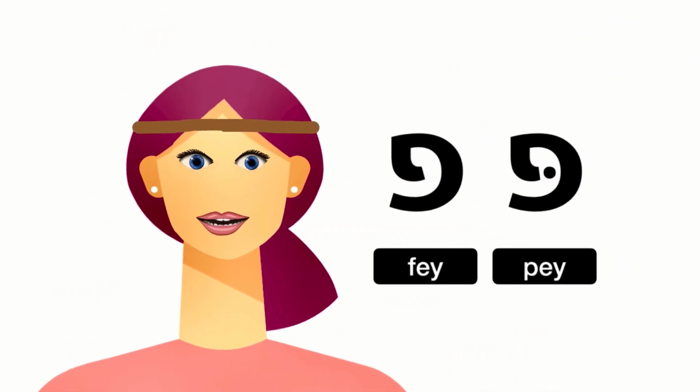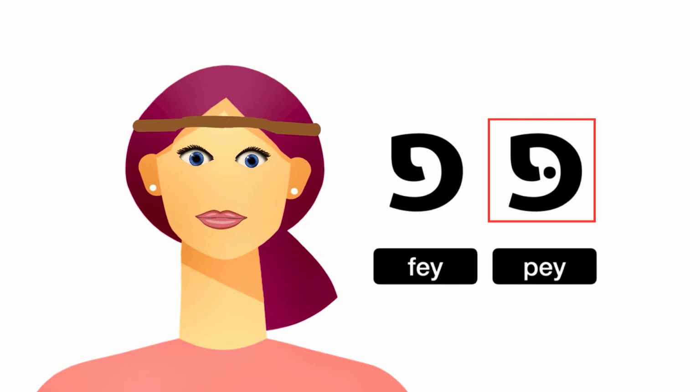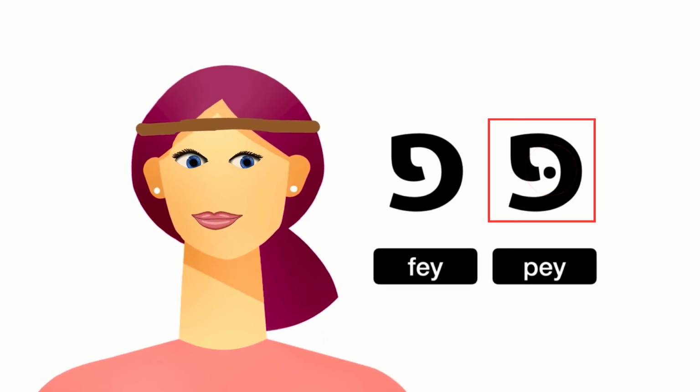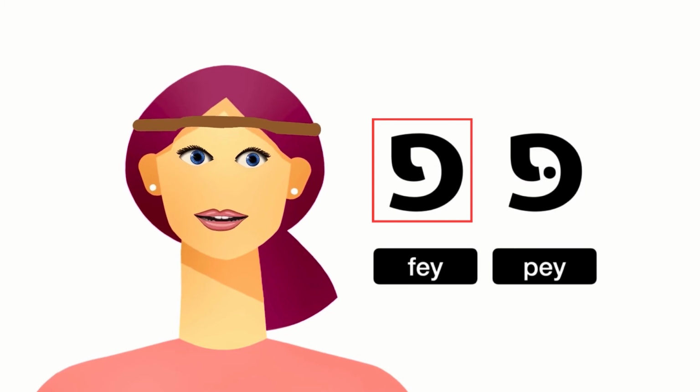Now, let's see these letters. Pe and Fe. Pe has the P sound, and has a dot inside. Fe has the F sound, and does not have a dot inside.